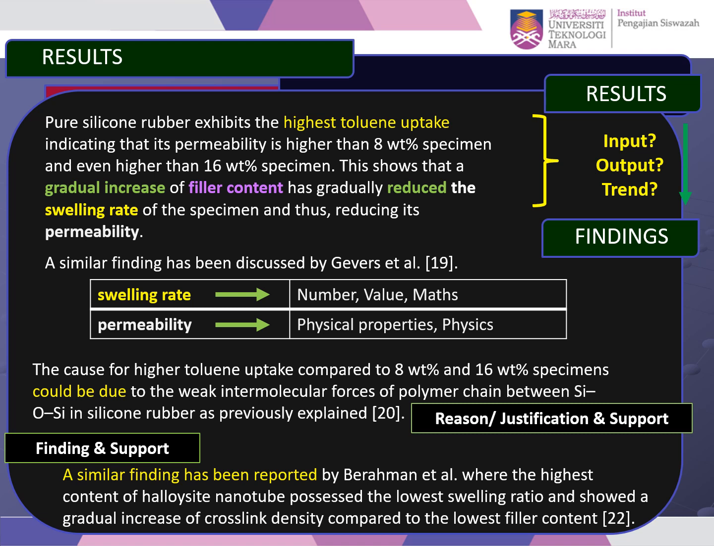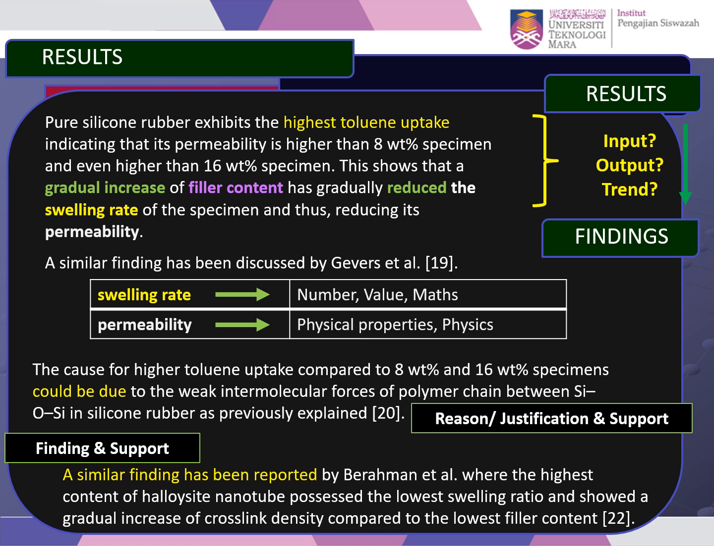Okay, this is another example. You can see the first one is a trend. Pure silicone rubber exhibits the highest toluene uptake. So that is the result. And then they show that a gradual increase of filler is the trend. It also said that a similar finding has been discussed by Jevers. So it's supported that the result or the finding or the trend is good, or acceptable, because a similar finding has been discussed by Jevers.